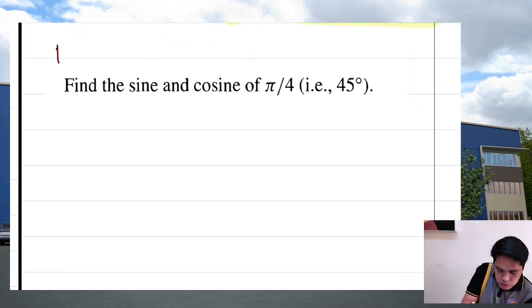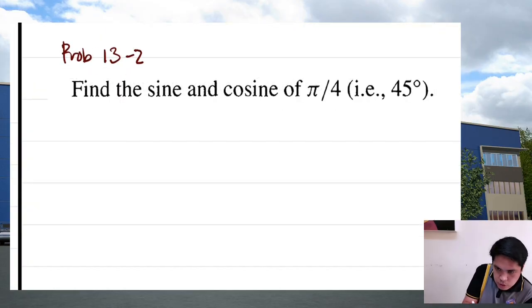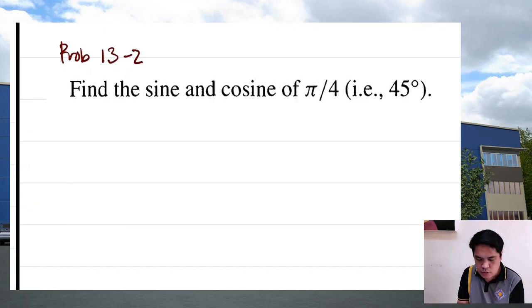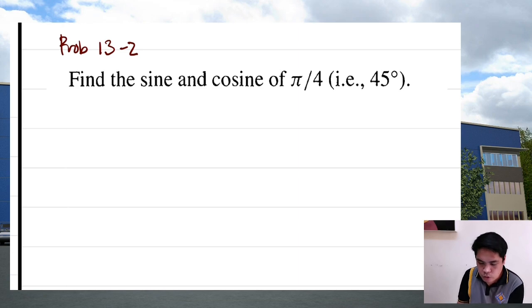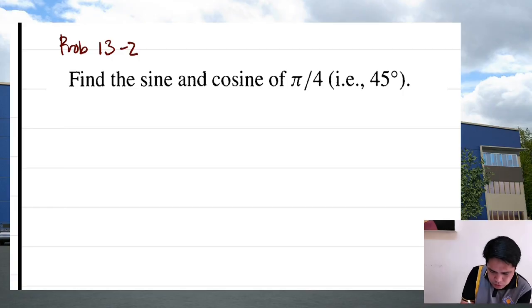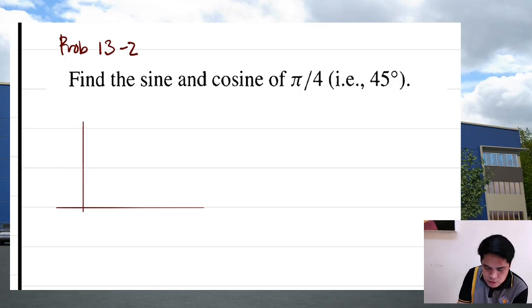Let's call this problem 13-2. Find the sine and cosine of pi over 4. Okay, pi over 4 is 45 degrees. So, if we plot this angle, that is half of 90 degrees. So, that is around right here.